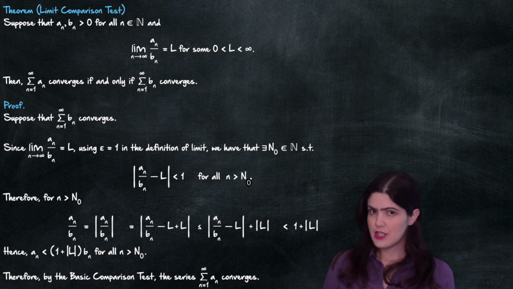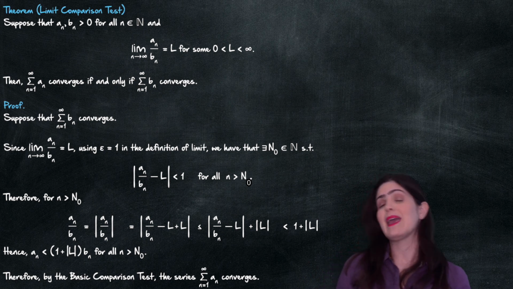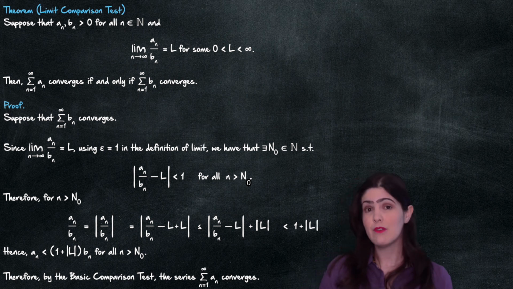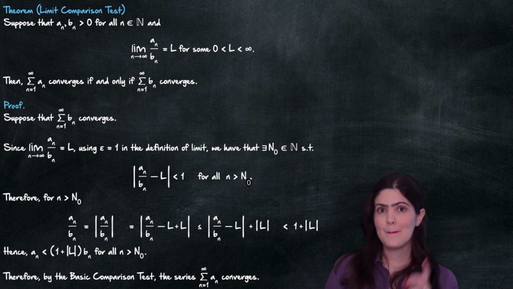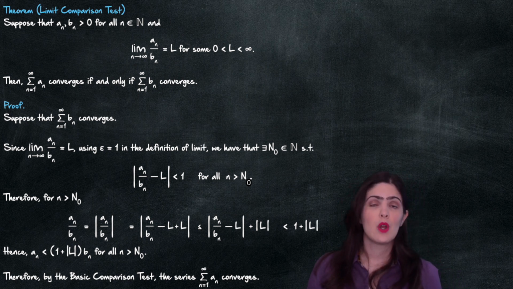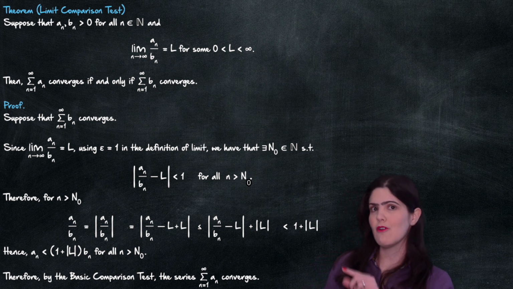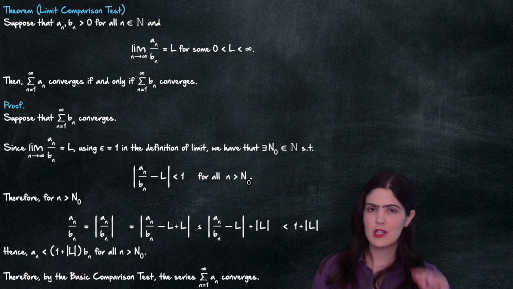Now, the other direction, that if the series of a_n converges, then the series of b_n converges, I'm going to leave it to you as an exercise. But a hint: now you're going to want to use that the limit of b_n over a_n is equal to 1 over L. Why? Try to think about that and see how you can put all the pieces together.